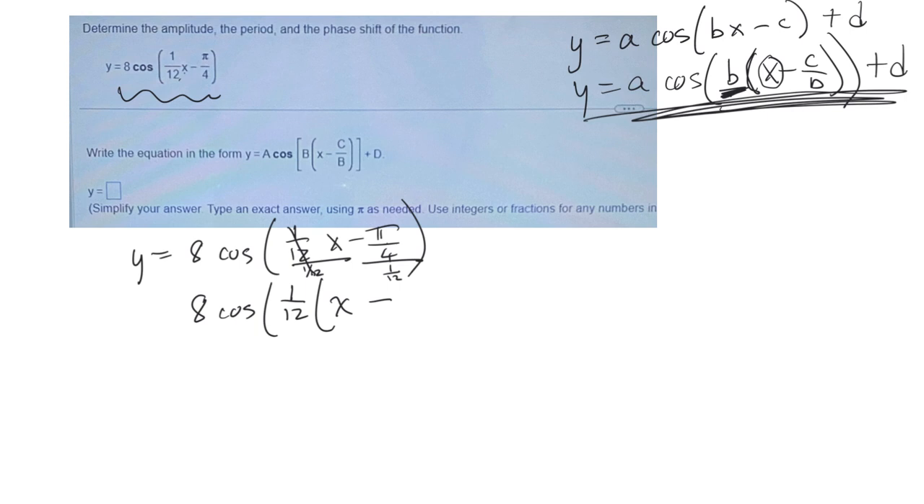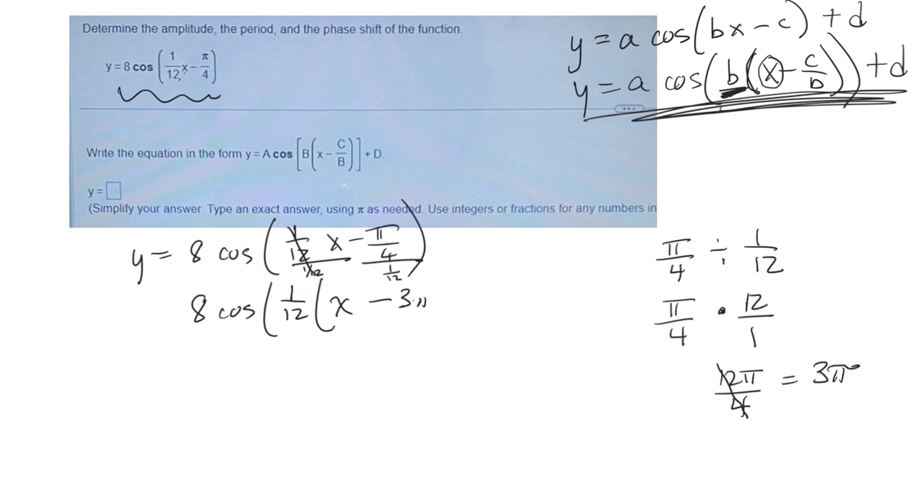Well, I can't do that in my head. Let me do it over here. Pi over 4 divided by 1/12. Now, dividing fractions, the rule is change this to a times and flip that over. So then I'll have 12 pi over 4, which I can simplify to just 3 pi. So this will be 3 pi.